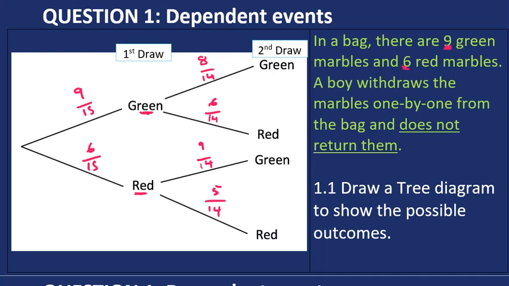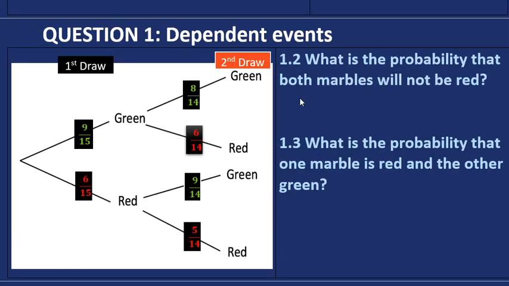Let's go on to the second part of the question. All right. What is the probability that both marbles will not be red? If both marbles are not red, that means they are both green, right? So here we're actually looking for the probability that both marbles are green. So we're looking for green and green.